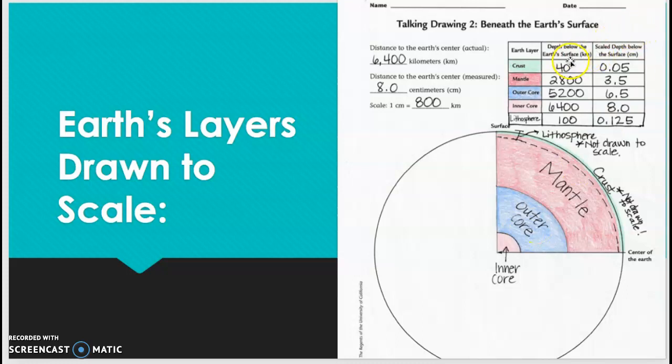So I used the numbers in our chart, and I added lithosphere here. And I created their depth to scale on this drawing. And I just measured it over, and I connected my lines, and I colored it so it looked better, and I scanned it in for you.